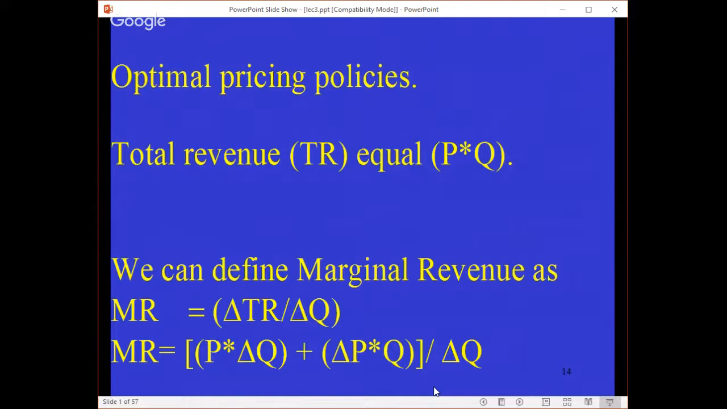So it's P times the change in Q plus the change in P times Q. That's a lot like the product rule. So I'm just rewriting the change in total revenue over the change in Q. I got ahead of myself; I was showing you how to do it before I defined MR. MR is marginal revenue. And marginal revenue is simply the change in total revenue over the change in quantity demanded.